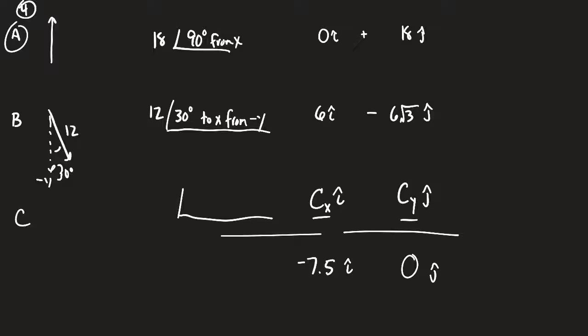So I'm thinking 6 plus cx equals negative 7.5. And 18 minus 6 root of 3, oh, I'm sorry, plus cy, equals 0. Now this would give me a way to figure out cy and cx, to which I can go back now and find out what that vector must be.